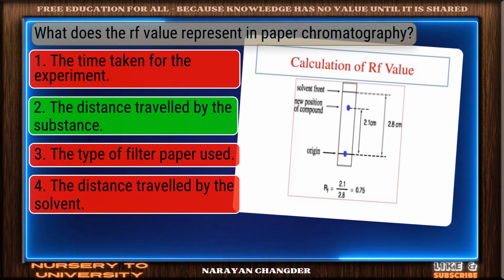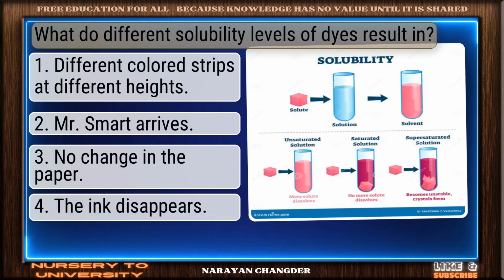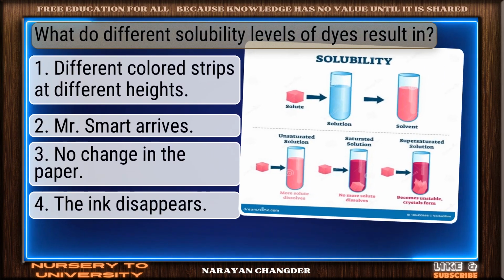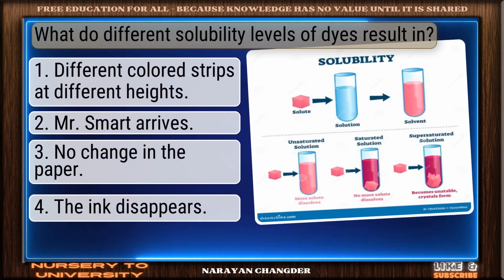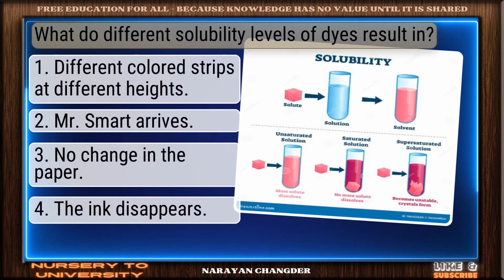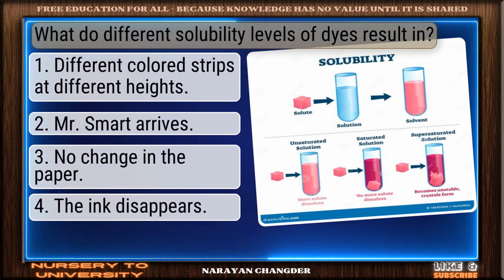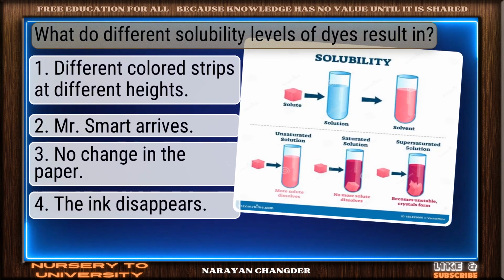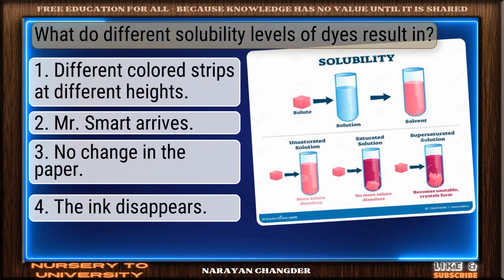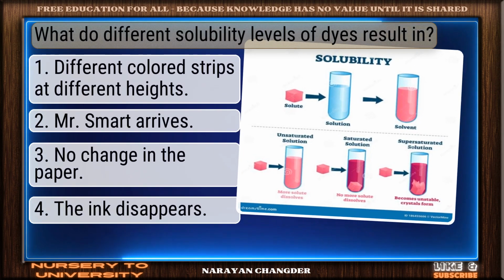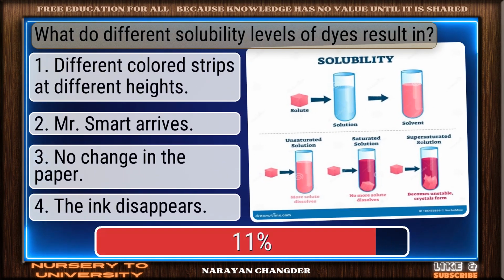Yep, the distance traveled by the substance is correct. What do different solubility levels of dyes result in? Option 1. Different colored strips at different heights. Option 2. Mr. Smart arrives. Option 3. No change in the paper. Option 4. The ink disappears.